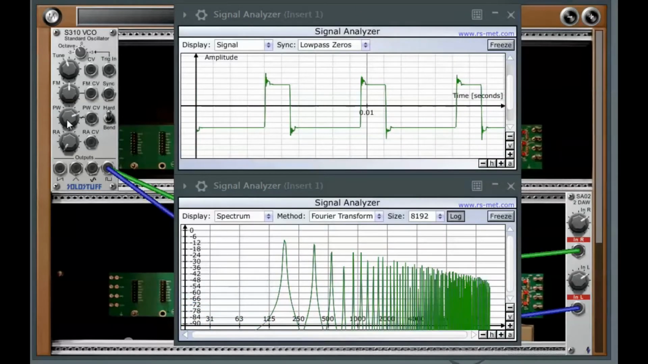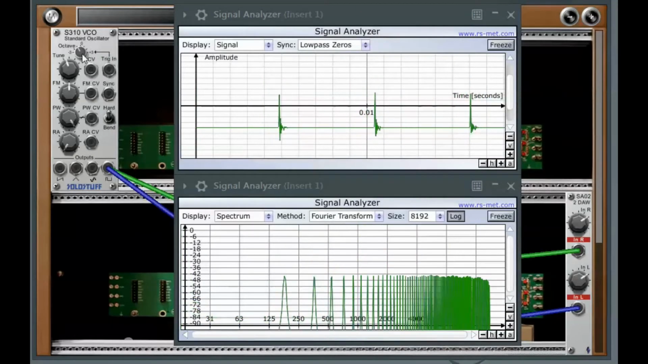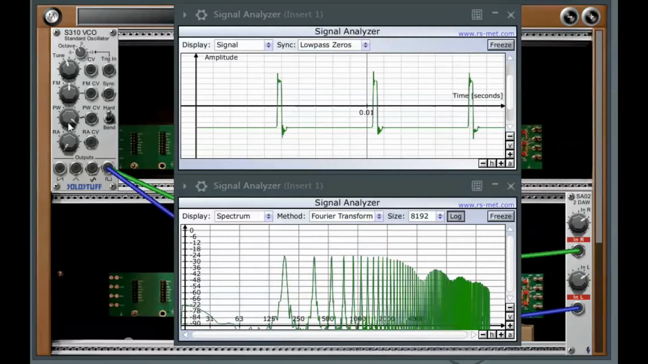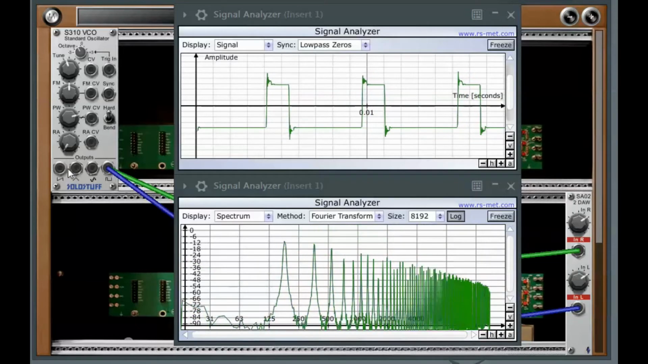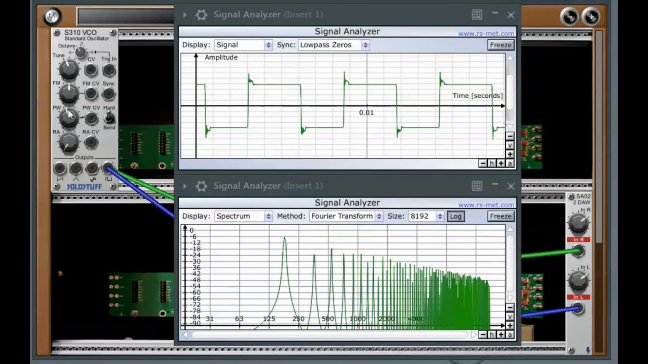But even the square wave decreases its amplitude, its maximum level. Please watch the levels of the partials in the spectrum, the lower signal analyzer.